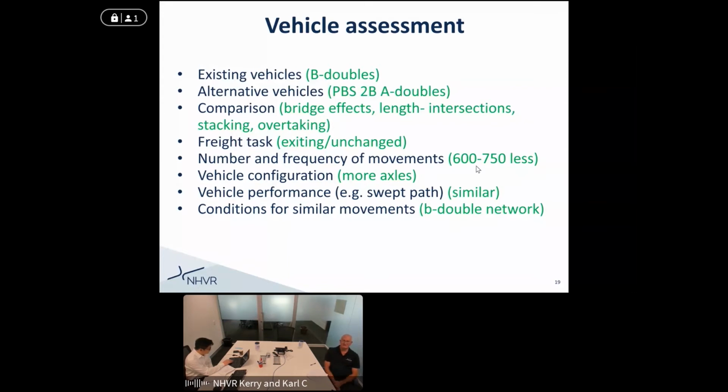And what is the axle configuration? You've got more axles, which means you spread the load more. But if you have got a higher load, your vehicle performance will be similar because it meets level 2 requirements. So your swept path, all those sort of things are similar. And conditions for similar movements will be on the B double network or approved A double network.